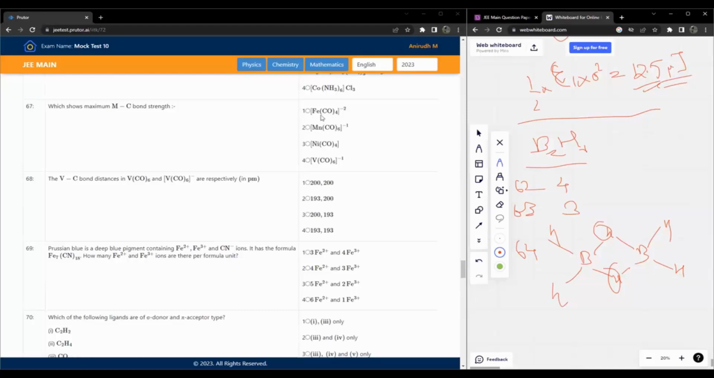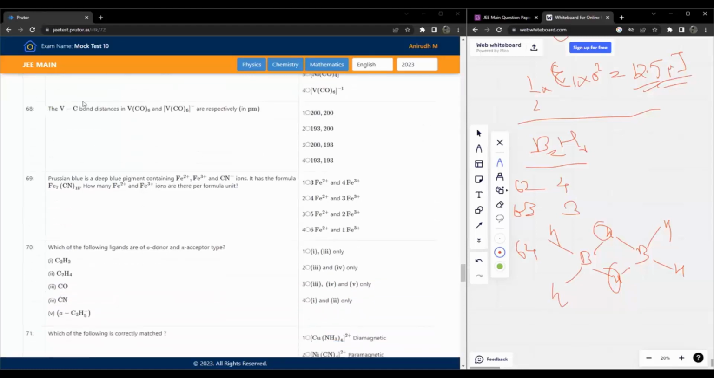And so here it's Fe(CO)4 2 minus that is going to be the best back bonded, because Fe already has 26 and another 2 electrons are added to it because of the net charge of -2 here. So it's going to be the most electron rich center. So Fe(CO)4 2 minus has the maximum M-C bond strength. Right. The M-C bond distances in V(CO)6 and V(CO)6 minus are respectively 200 and 193. Again, due to the same reason, right?